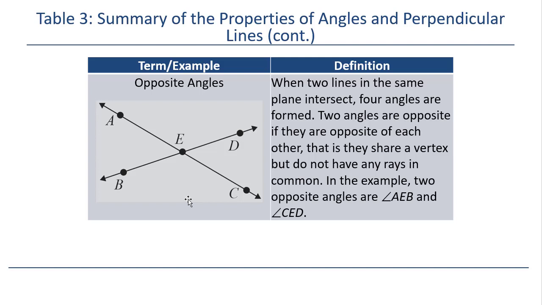So the definition is you have to have two lines that intersect. And then the two angles are opposite if they are literally opposite of each other, right? They have to share a vertex, but they can't share any rays. And then that becomes opposite.